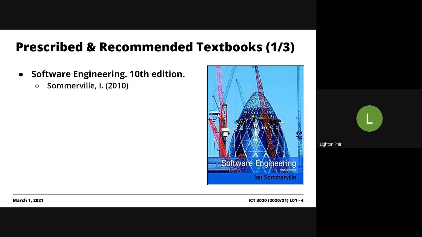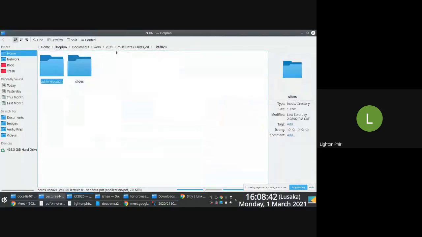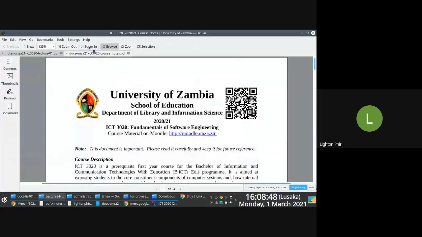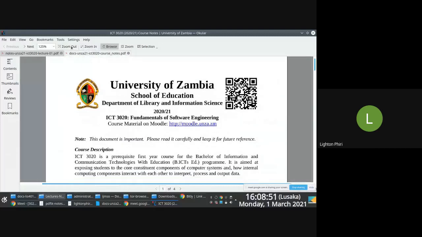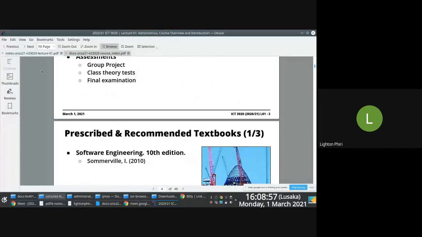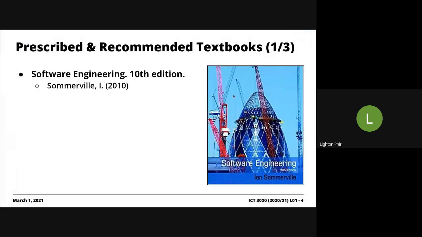In terms of prescribed and recommended textbooks, the actual program document will probably have a whole bunch of prescribed textbooks there. By the way, there's meant to be a companion course syllabus document, which is already on the Moodle. But some of the prescribed texts that we're going to extensively use are as follows, right? So the classic Software Engineering by Ian Somerville, you'll notice it will pop up quite often actually towards the end.